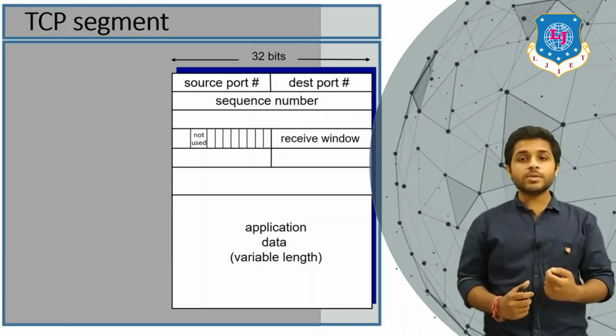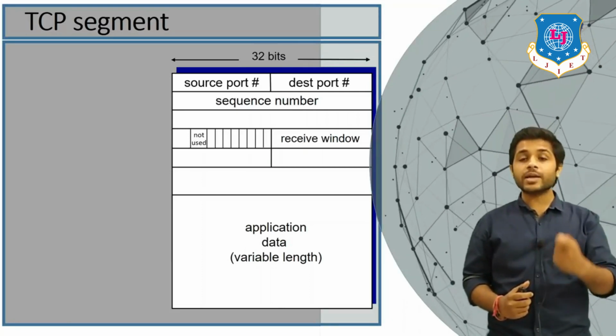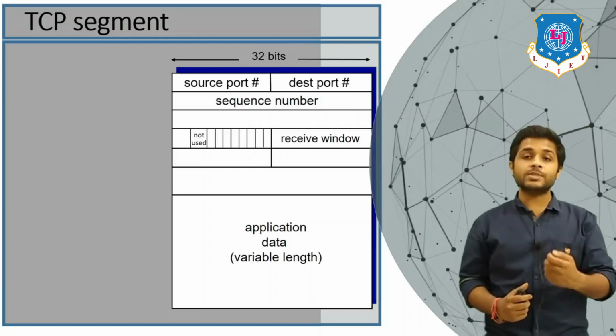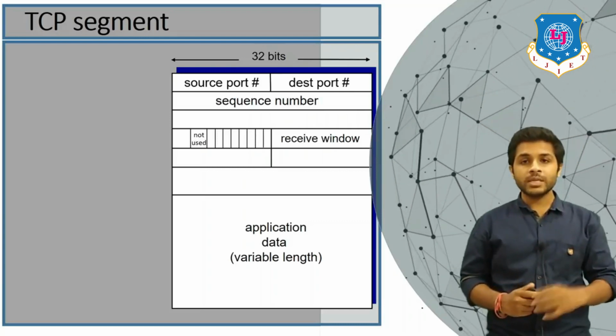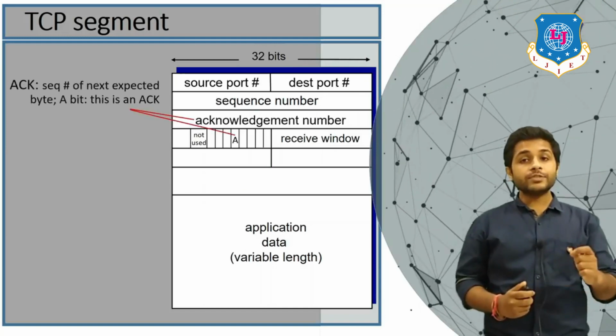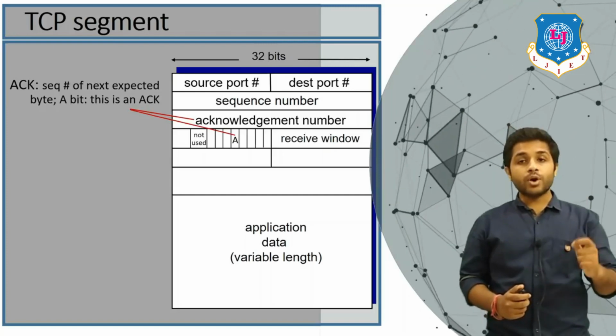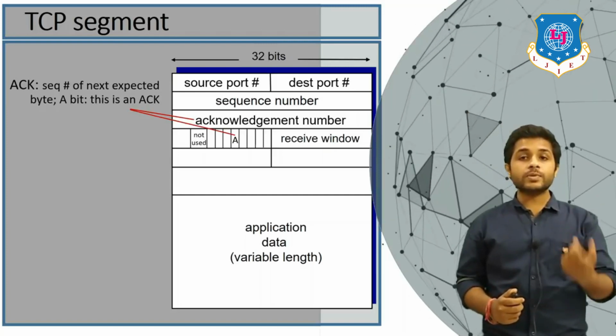So using the sequence number, the receiver can arrange the packets in order, and can also know whether any packet is missing or not. The length of the sequence number is 32-bit. Then the next field is the acknowledgement number. The acknowledgement number is always +1 than the sequence number.